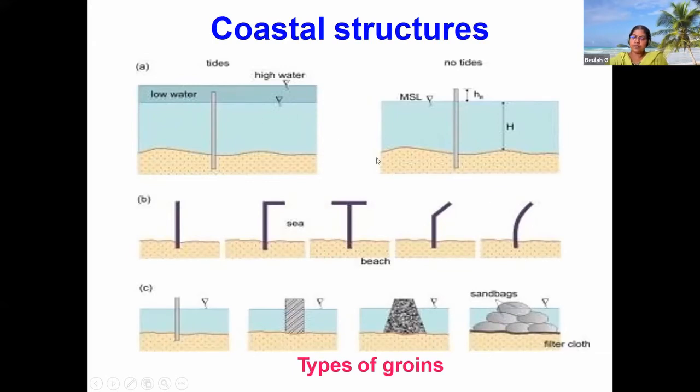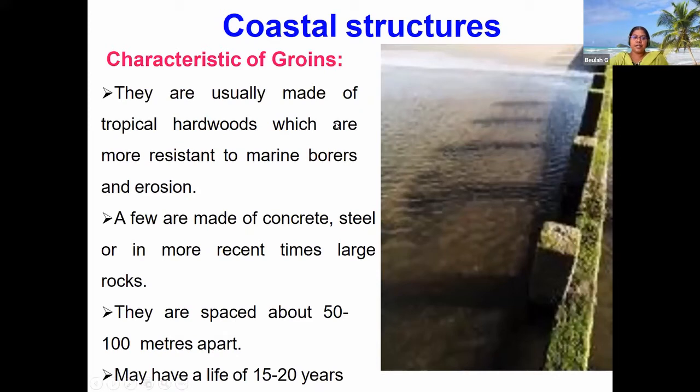These are some of the different forms of groins, which are artificially man-made and tend to lessen the tidal wave energy. Because of these types of groins, the influence of the tidal waves is kept negligible on the other side of the bank. So what are the different characteristics of groins? They are usually made of tropical hardwoods, which are mostly resistant to marine borers or erosion. So they should not be easily erodible. And a few are made of concrete.